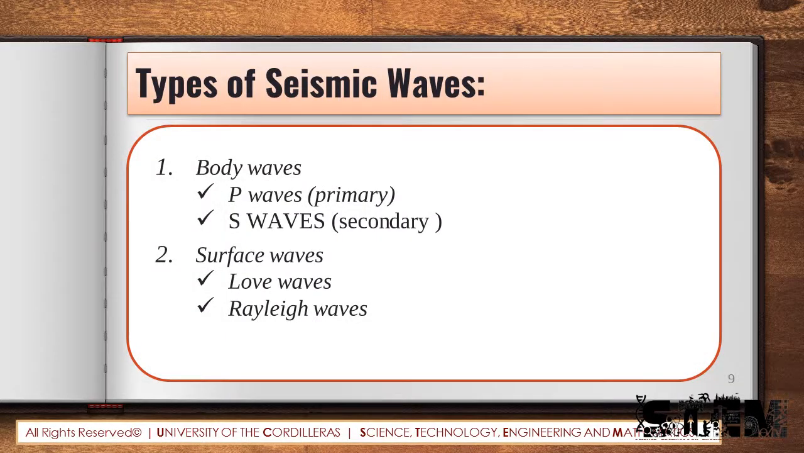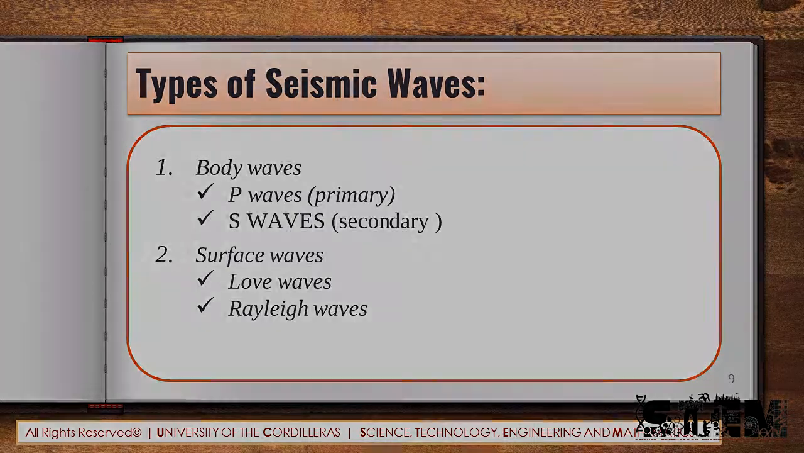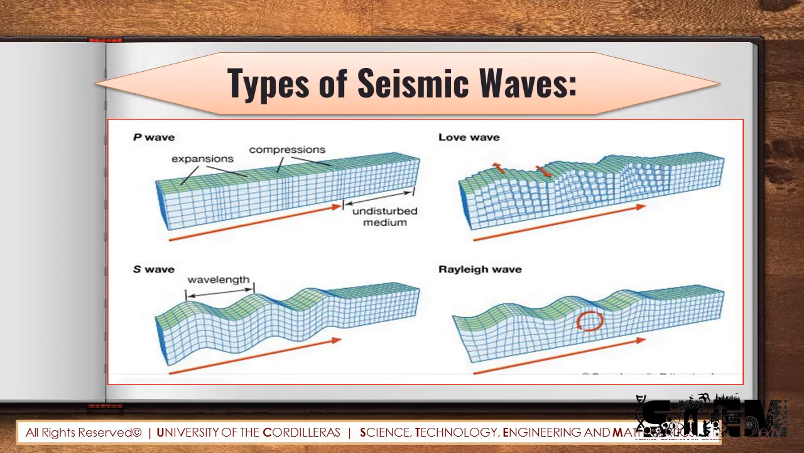Let's talk about the different types of seismic wave. You can see here it is categorized into two. The first one is the body wave, and body wave is categorized into P waves and then the S wave. And also we have here the surface wave, and it is also categorized into Love waves and then the Rayleigh waves. Let's talk about the two. Here in this illustration, you can see four pictures that illustrate the two different kinds of seismic wave. The first two on the left are the P wave and then the S wave.